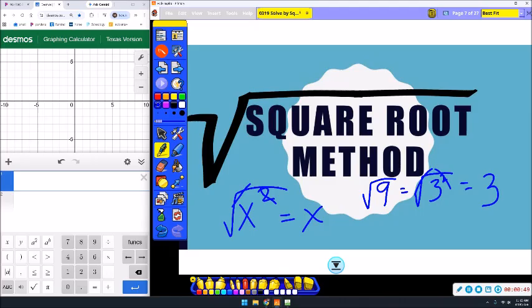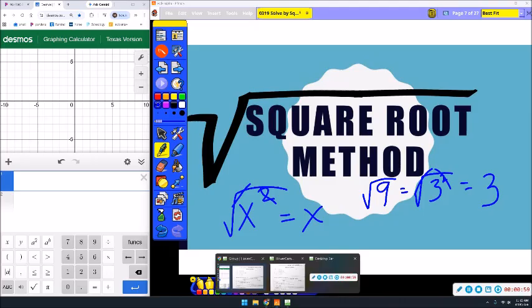So that's what a radical is, that's what that's called, a radical or a square root. Yes? Do we kind of understand what a square root does? Okay, so knowing that, we're going to start the notes.